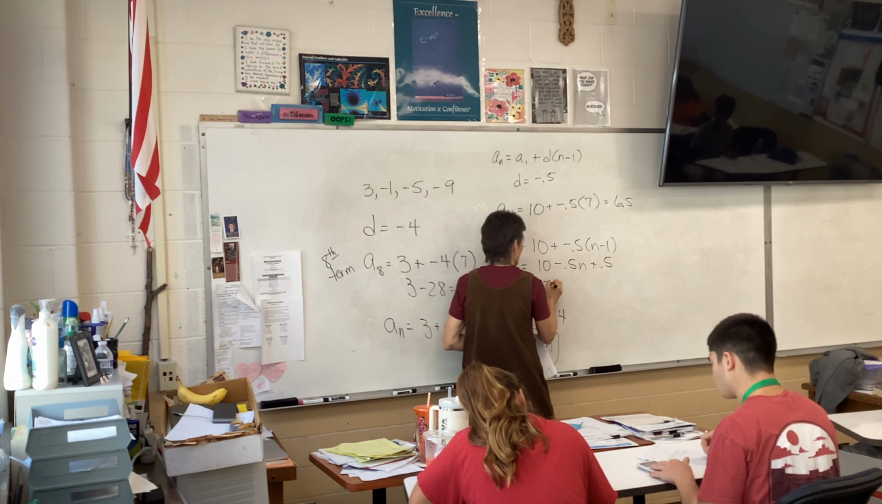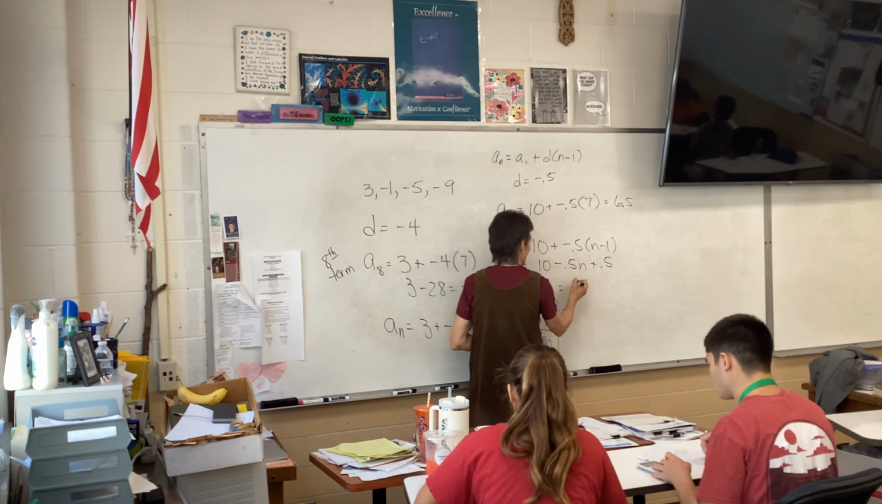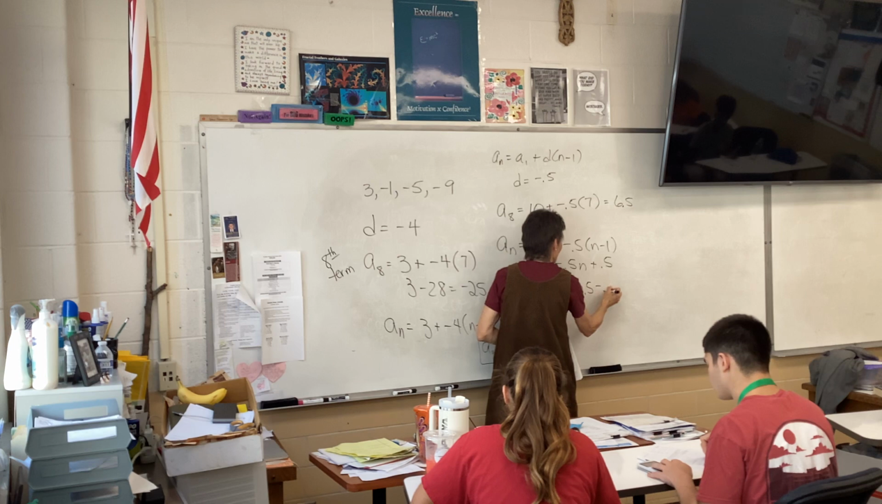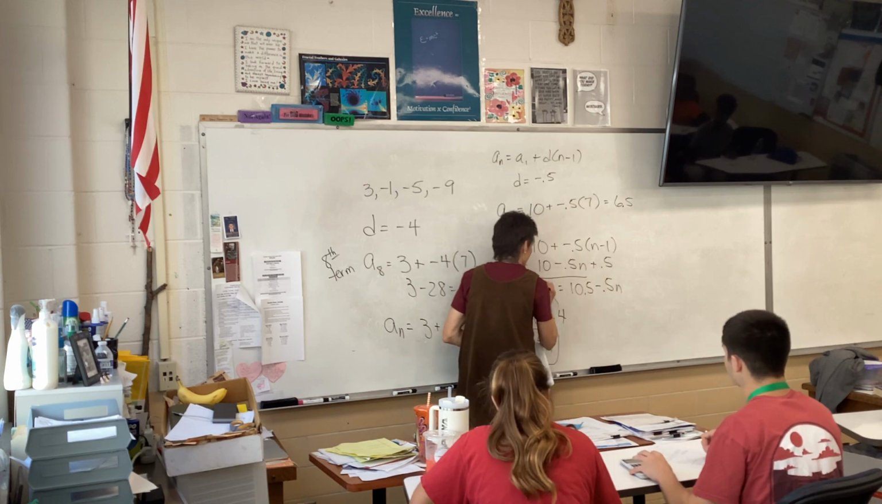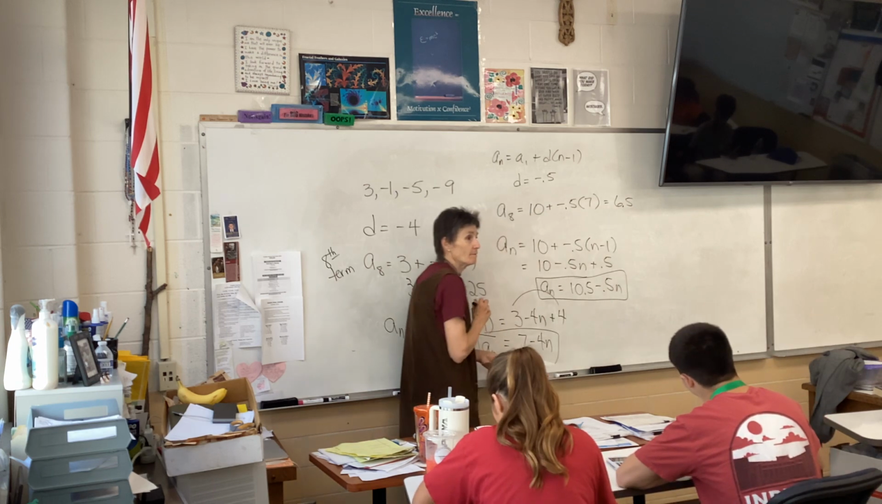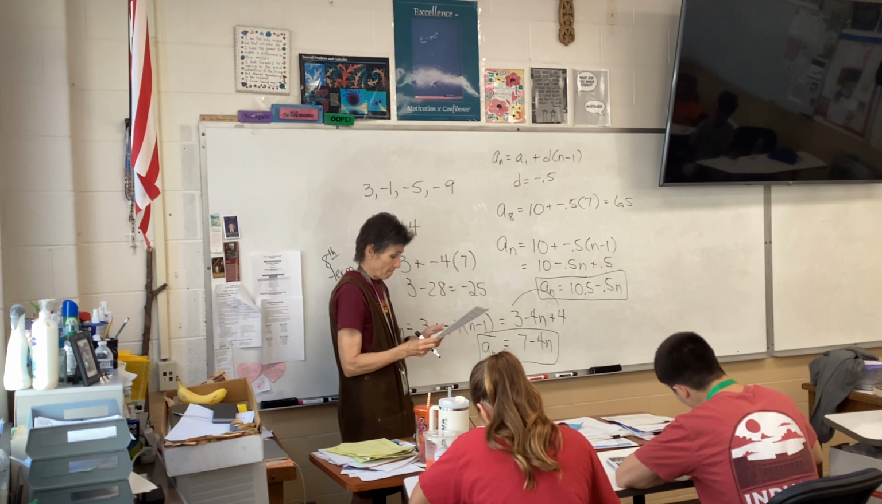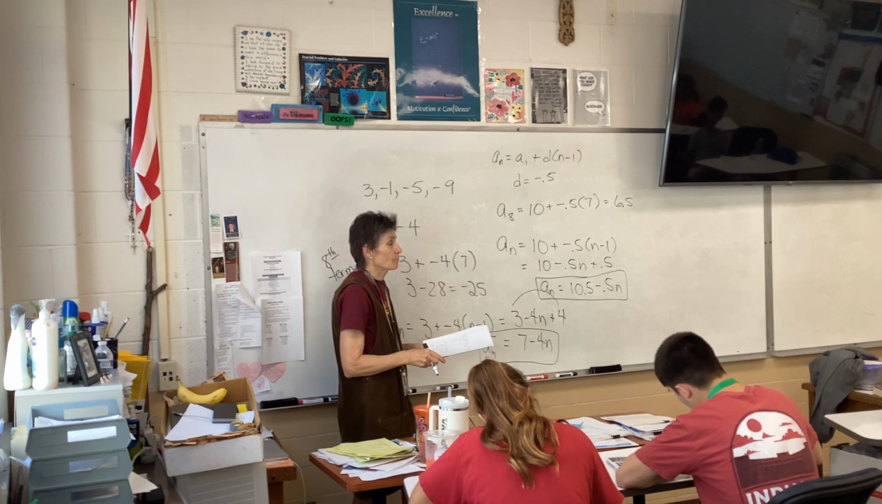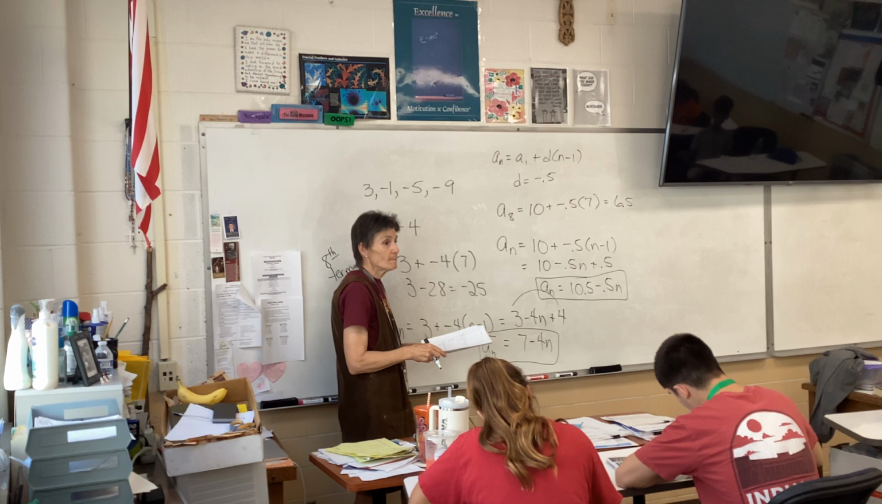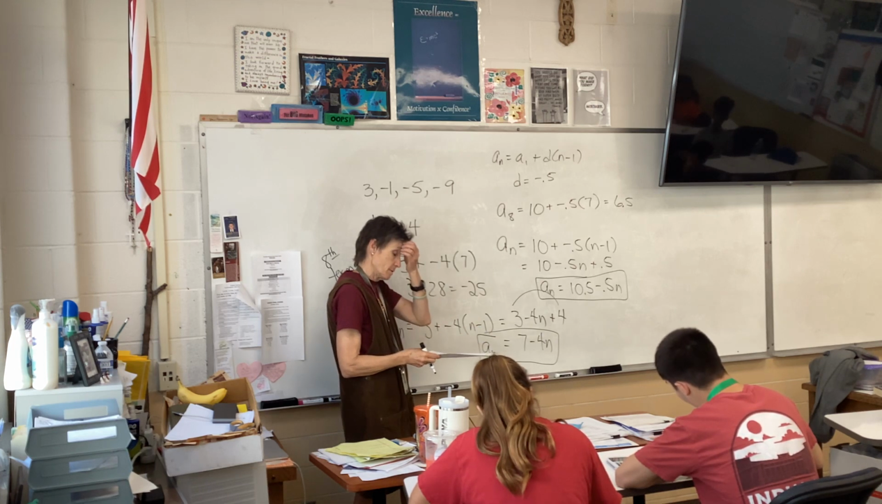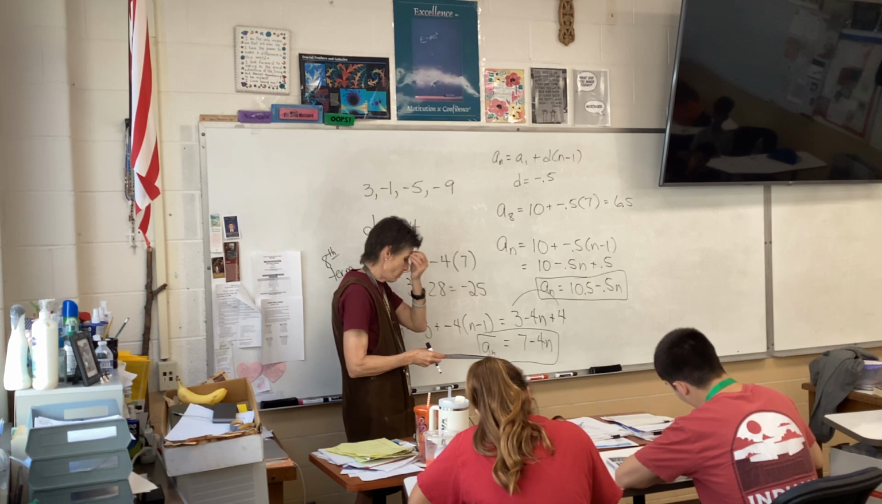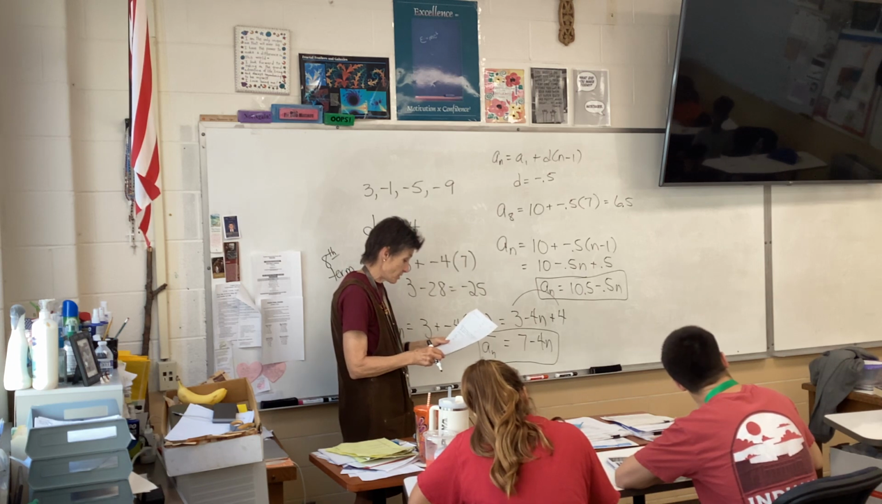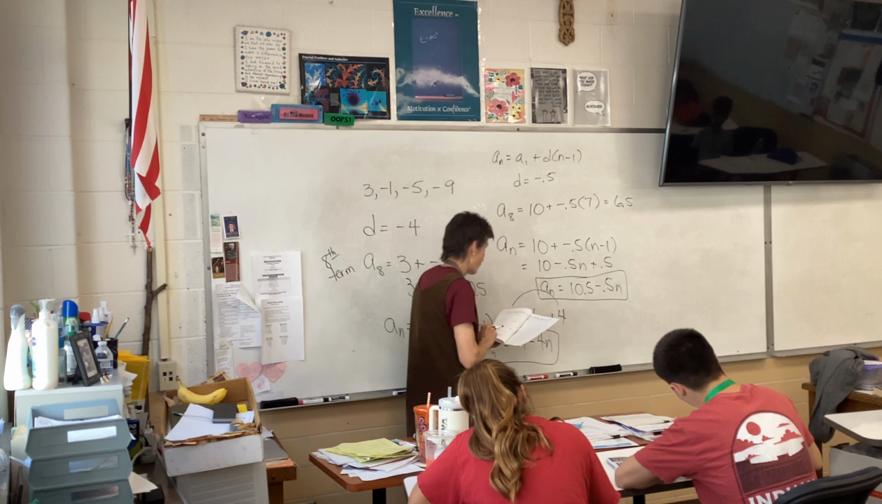And simplify. So it looks like A sub n is going to equal 10.5 minus 0.5n. Does that look okay to everybody? Okay. All right, there's one more squeezed onto this page. Go ahead and try that one on your own.